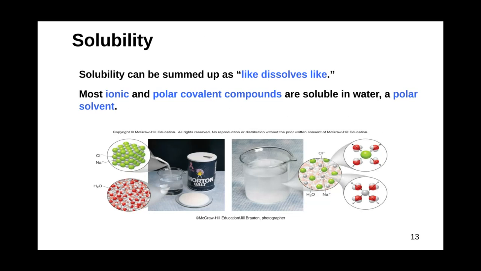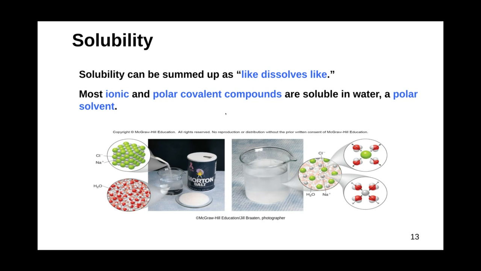Now, what do I mean by like dissolves like? Well, things that have similar properties will dissolve in things that also have similar properties. So if I have oil in water, you know that when you add oil to water, oil does not dissolve in water. Well, why is that? Oil and water have completely opposite properties. Thus, we are not satisfying like dissolves like. So we have some rules we can discuss here.